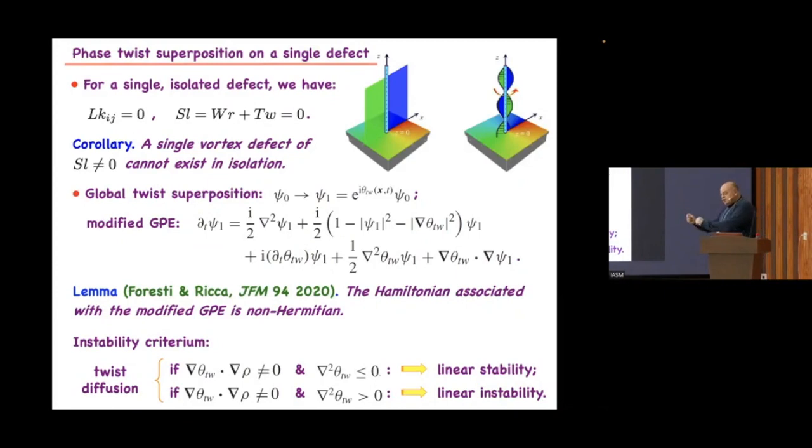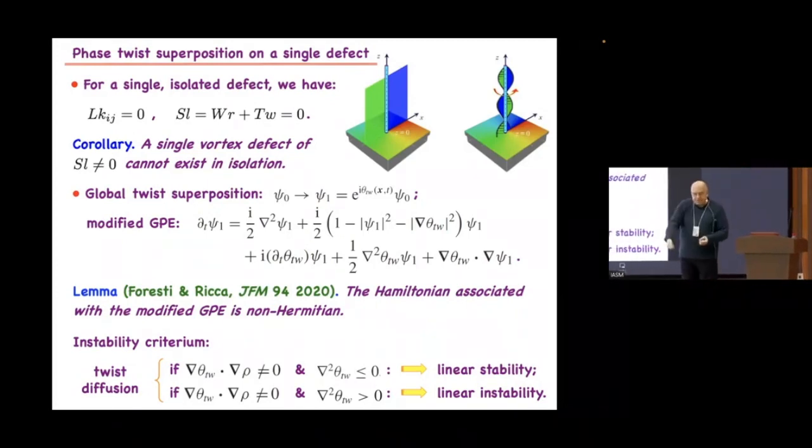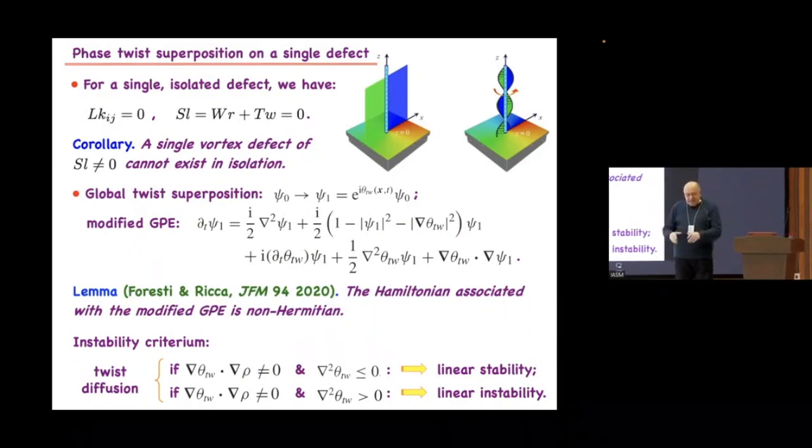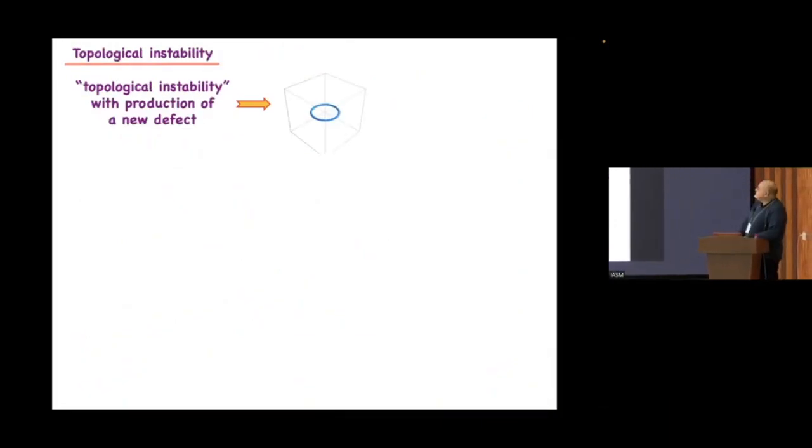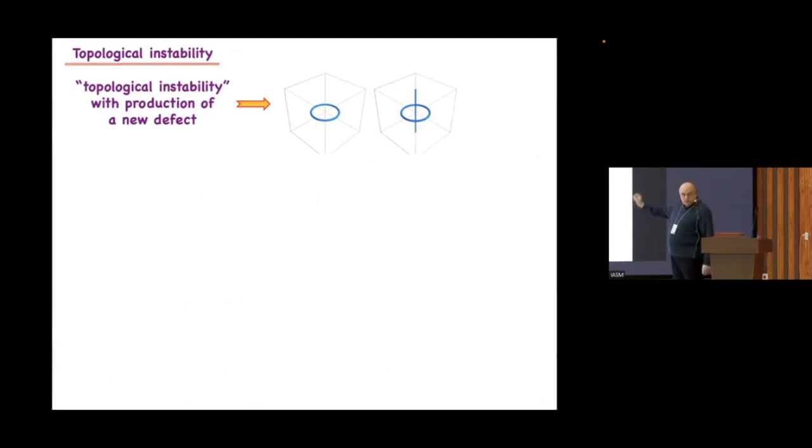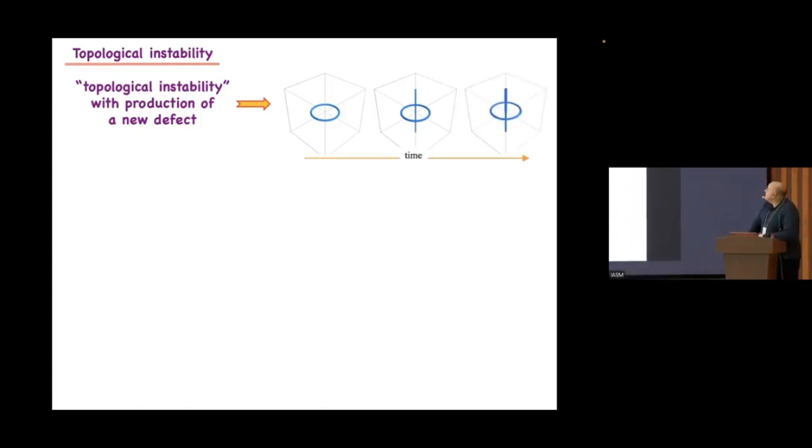So imagine you have your nodal line, you superimpose twist from exterior sources, and you see what happens. And what happens is this: you have a topological instability. The defect cannot sustain this twist because it's disobeying the helicity 0 condition, and instantly a new defect is produced. And why is this new defect produced? Because it has to compensate the twist and the linking number that was absent before. So a new defect is produced in time.